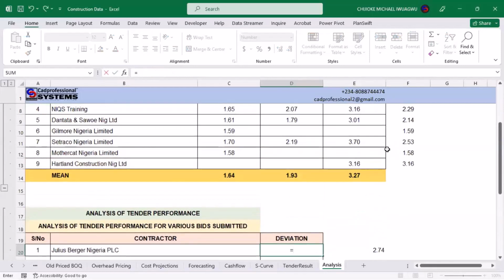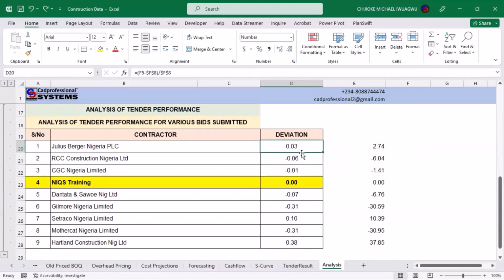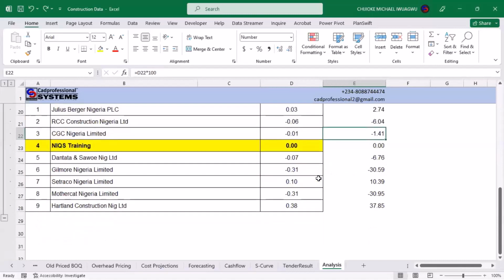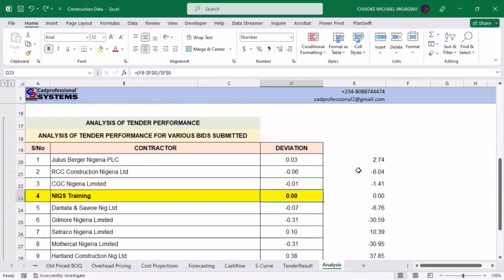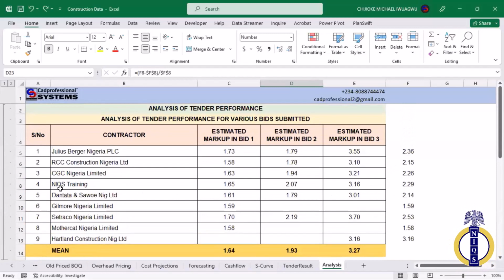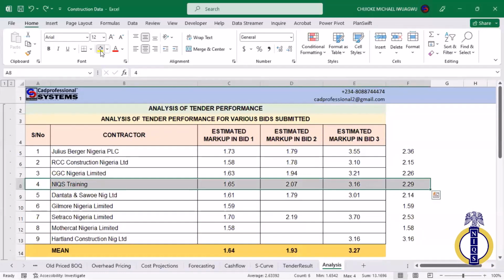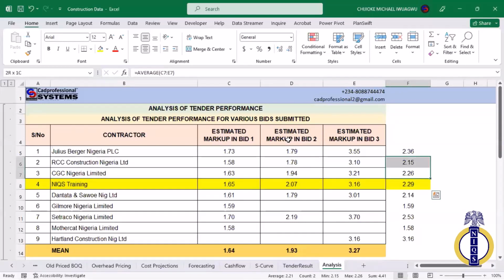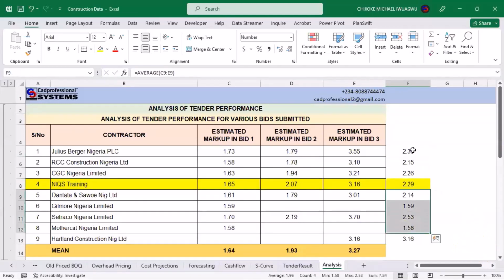What it's telling me is that the figure I'm looking at here now is telling me that if I am bidding against Julius Berger, his bid is always higher than my bid by about 2.74%. Similarly, RCC's bid is always lower than my bid by about 6.04%. CGC's own is always lower than my own by about 1.41%. Likewise, also, Market's bid is lower than my own. And all of these ones are lower than my own because my own is always higher. If we look at it also here, our own, which is NIQS here, is higher than most of the aggregate of some of these other ones. 2.9 is higher than this other one minus Julius Berger. Is higher than all these ones minus these other ones too.